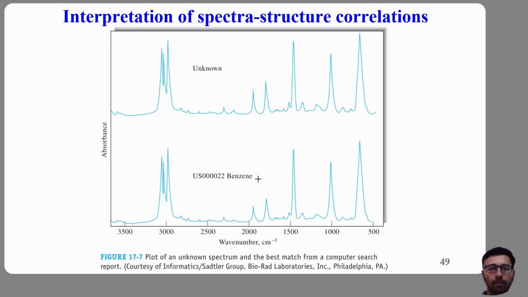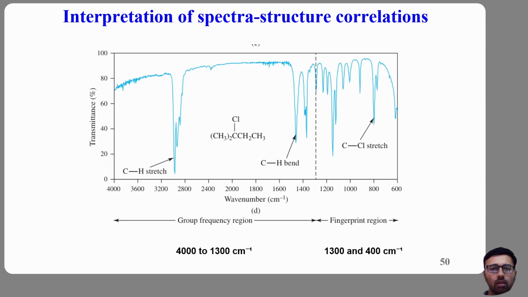Look at the comparison shown on this slide. The unknown spectrum is compared with the known benzene spectrum. When the peak position and intensities match, we confirm the identity. But what if the molecule is completely unknown? What if no library exists?